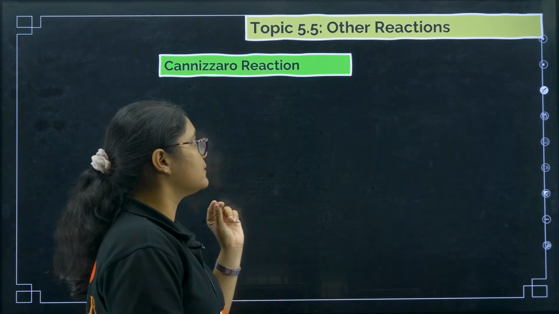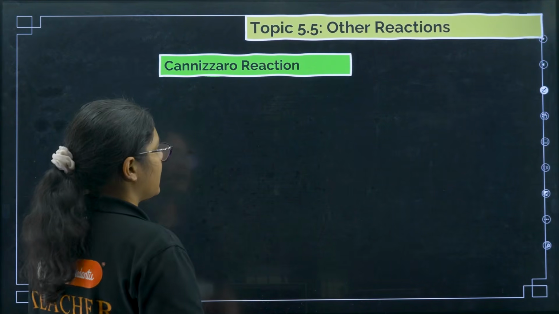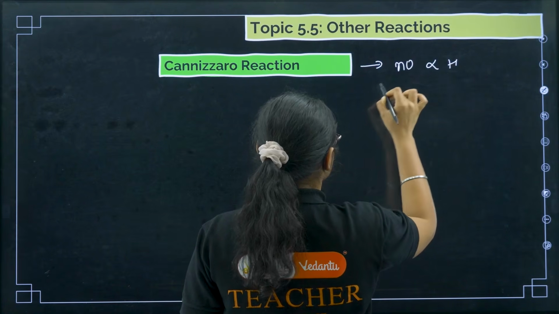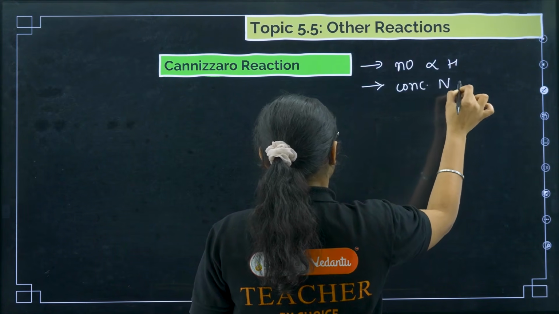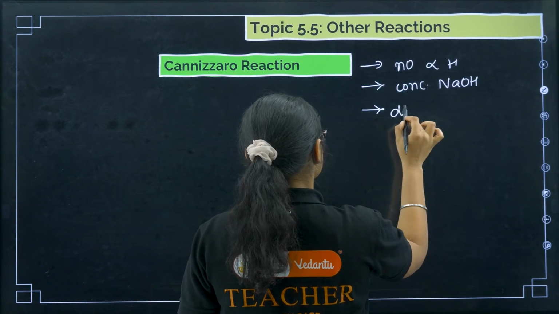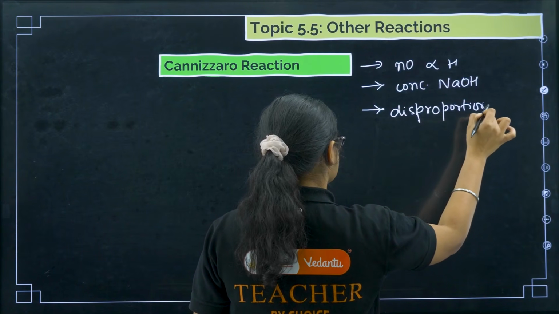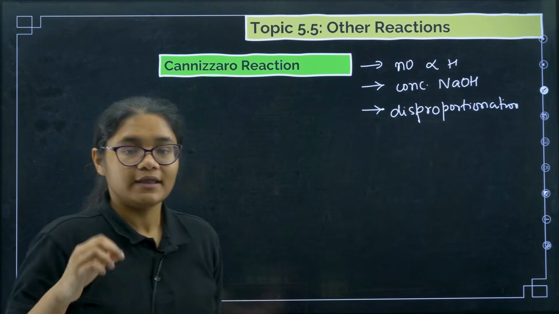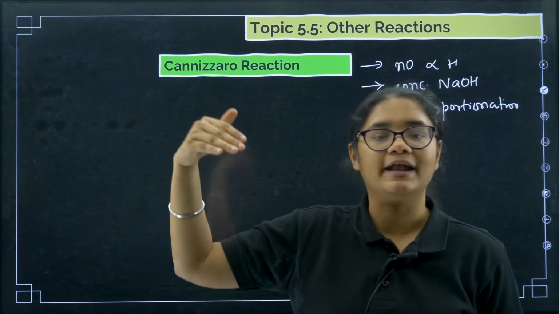Now talking about something called as Cannizzaro reaction under other reactions. So Cannizzaro reaction is happening when you have no alpha hydrogen. Okay, that's the first thing, and second thing is it happens in presence of concentrated NaOH. Okay, so here what happens is a disproportionation reaction takes place. You know what is disproportionation reaction? In which one of the compound gets oxidized and it gets reduced.